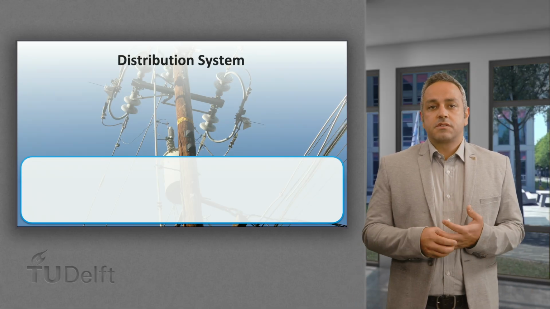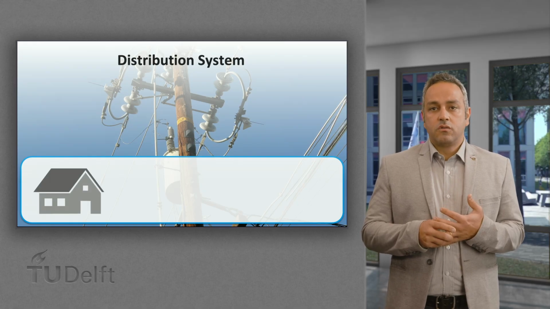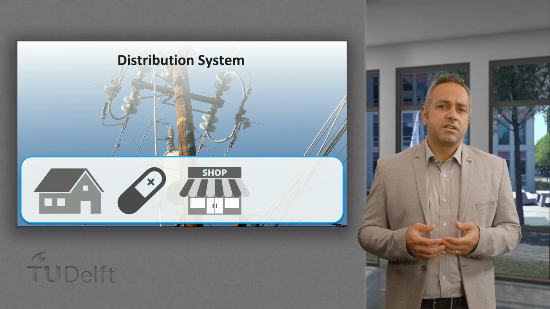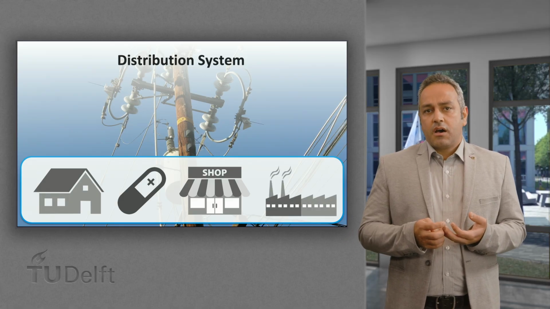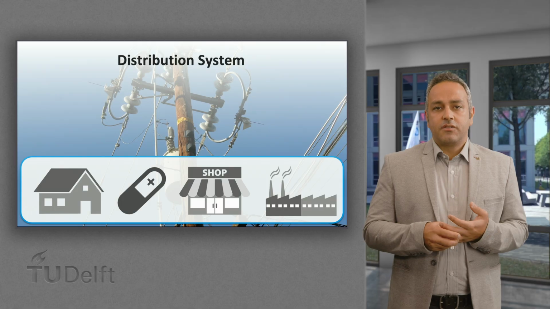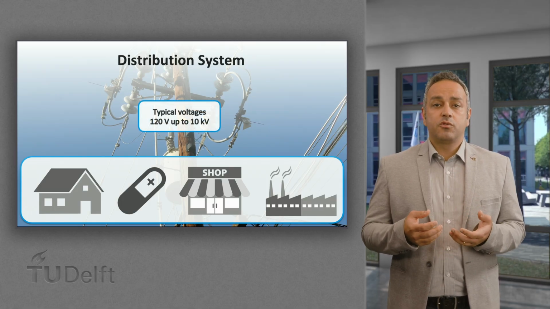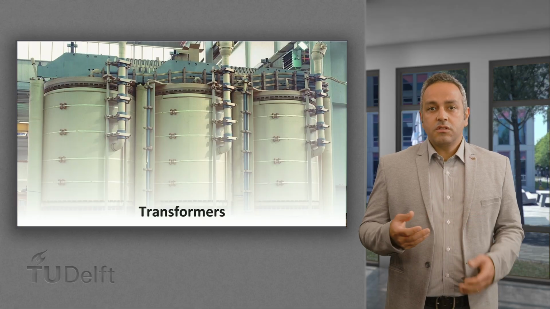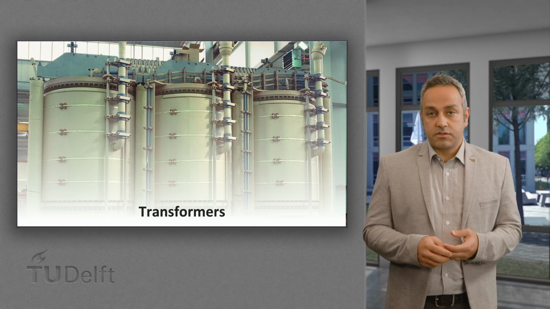The load represents power consumption of the system. It contains households, hospitals, commercial buildings, and small to medium sized industries, among others. Typical voltage levels for the distribution system go from 120 volts up to 10 kilovolts. The voltage levels of the transmission system are higher than those of the distribution system.